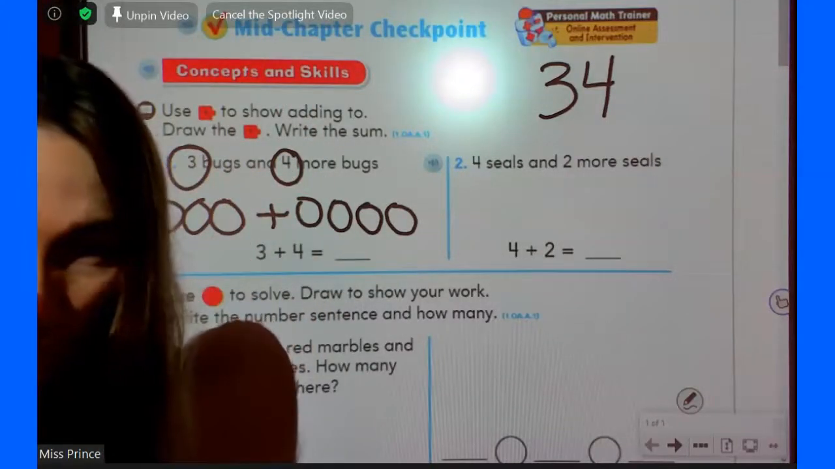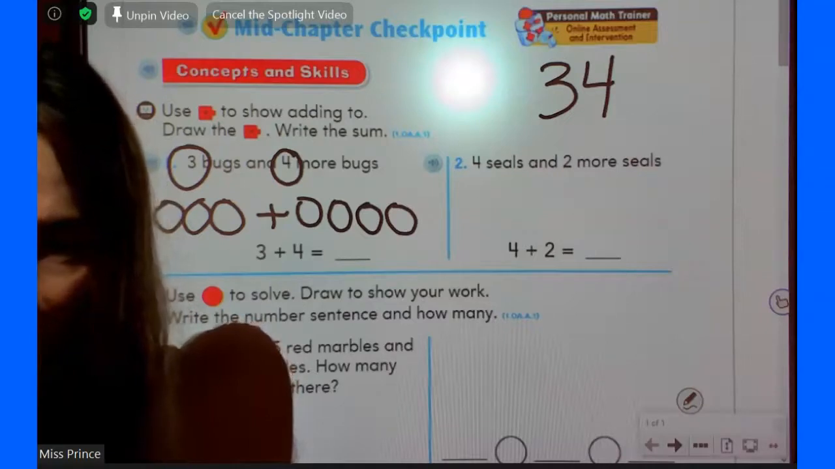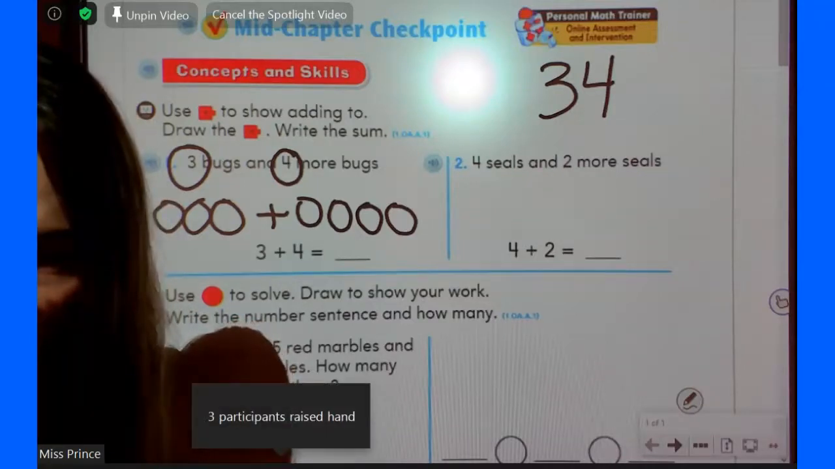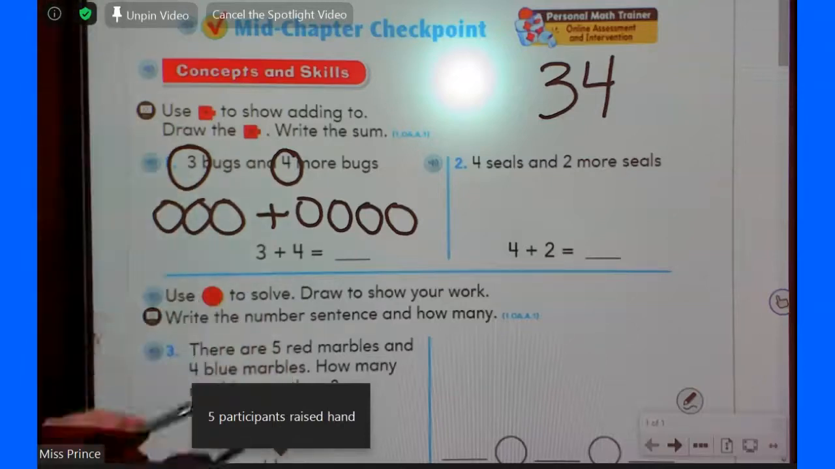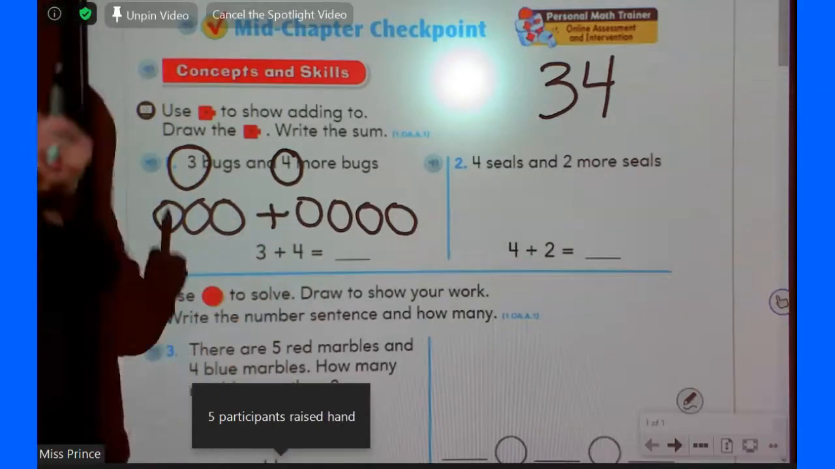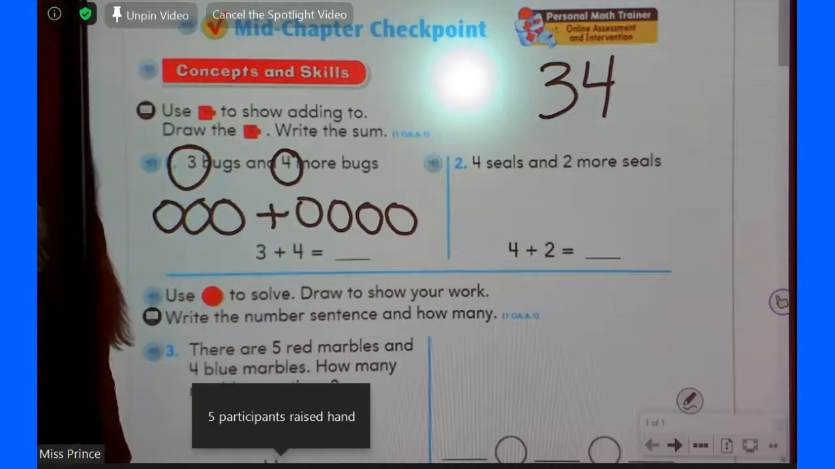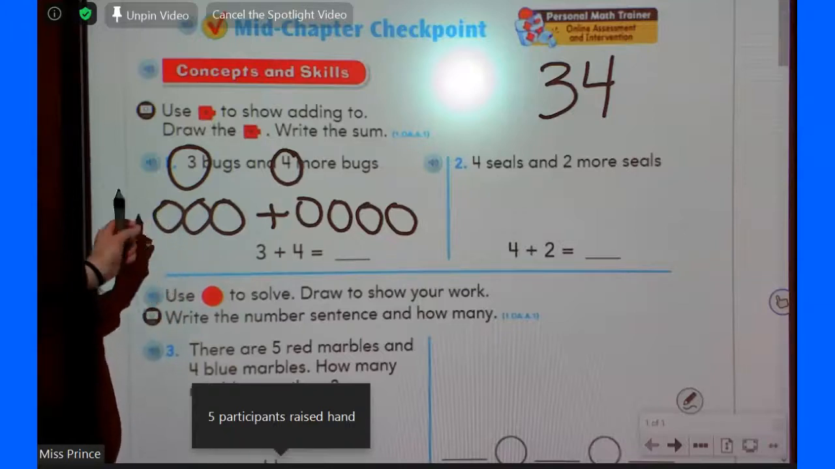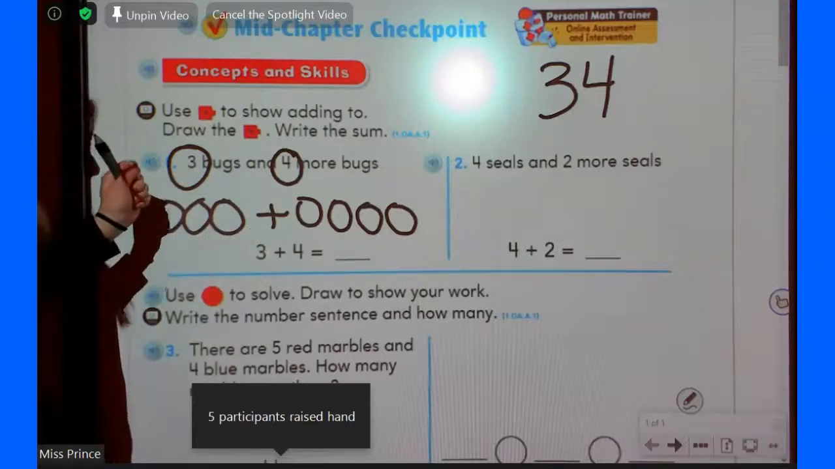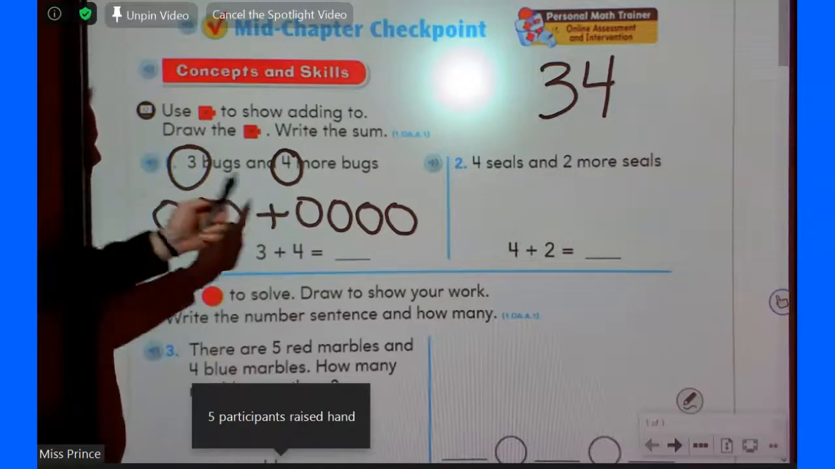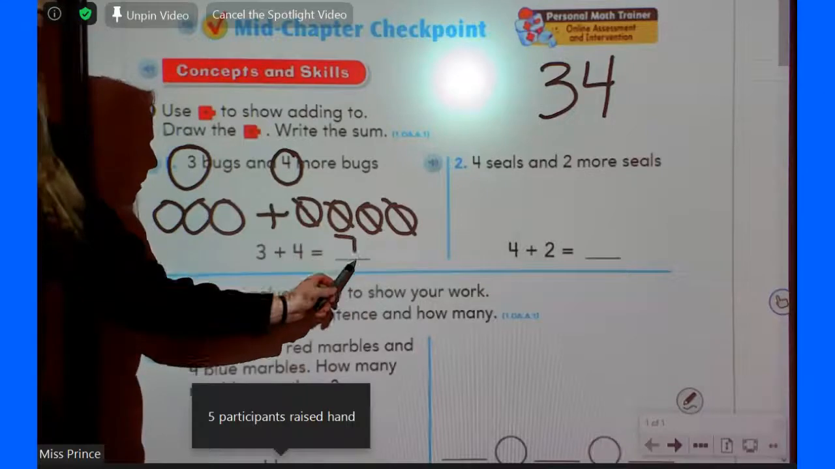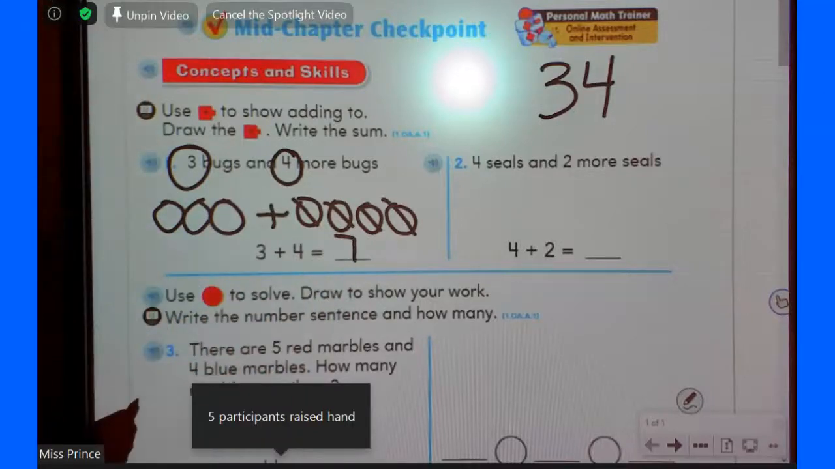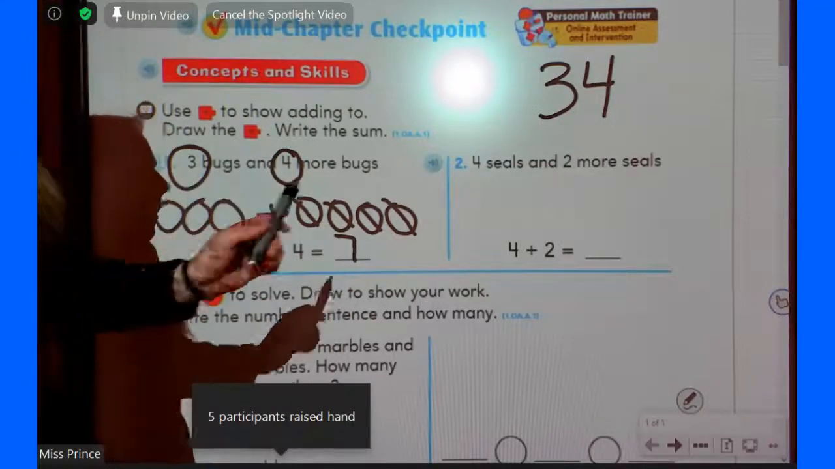If you know the answer to 3 plus 4, I want you to raise your hand. 3 plus 4. I'm going to put all hands down, and then I'm going to check my screen. Okay. Petra, can you tell me the answer to 3 plus 4? 7. Nice job. Watch what I do. Scoop up 3. Keep counting on. 3, 4, 5, 6, 7. So we are going to put a 7 here. Great job, Petra.